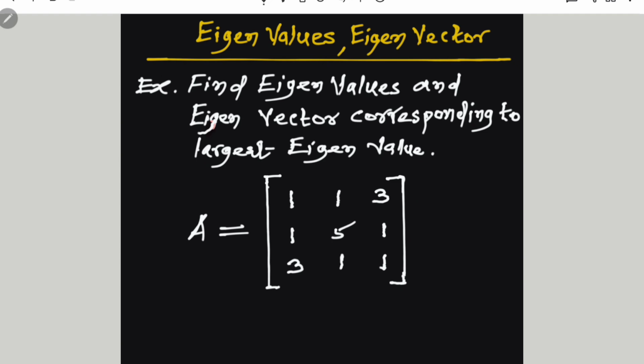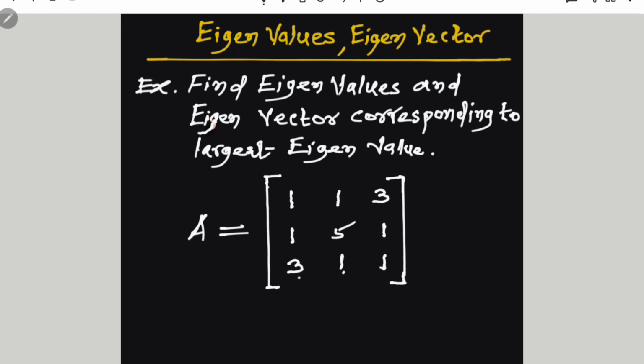Let us solve the problem. Find eigenvalues and eigenvector corresponding to the largest eigenvalue for the matrix A containing elements 1, 1, 3, 1, 5, 1, 3, 1 and 1.